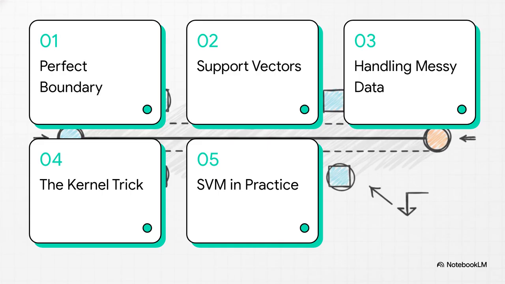So, here's our roadmap for today's explainer. We'll start with Part 1, the perfect decision boundary. Then Part 2, meet the support vectors. Part 3, handling messy data. Part 4, the famous kernel trick. And finally, Part 5, SVM in practice.